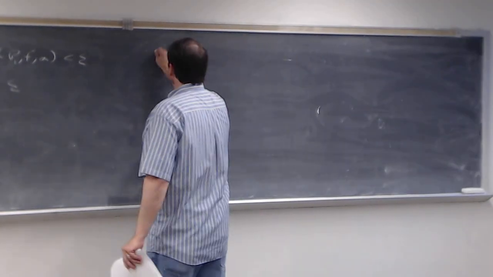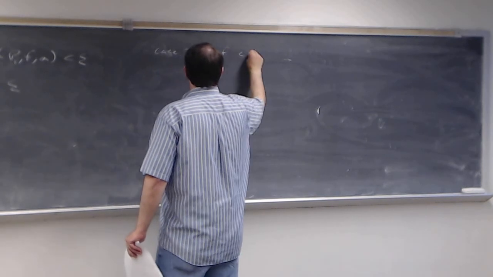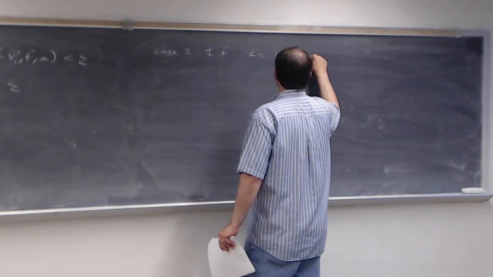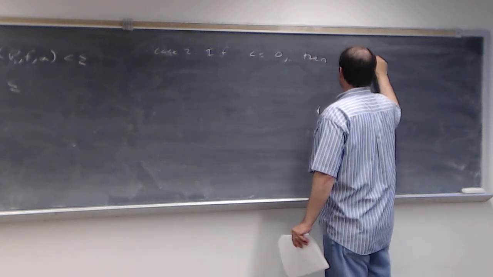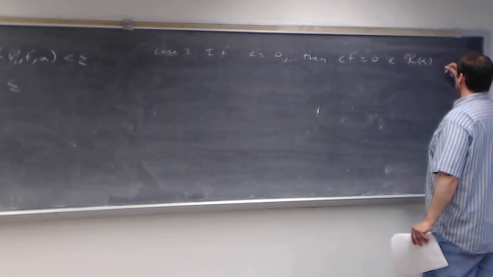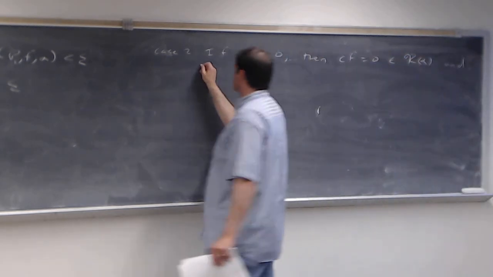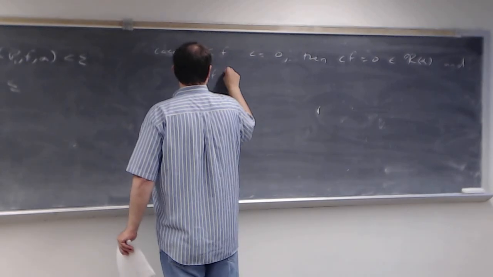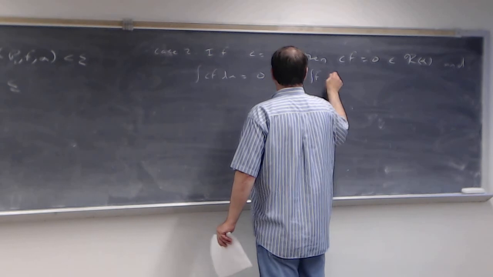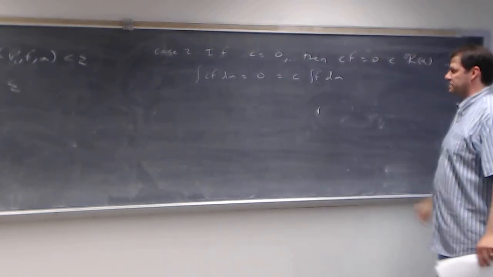Second case, if C equals 0, then CF is 0, and that's a Riemann-Stieltjes integrable function. And its integral will be equal to 0, which equals C times the integral of f dα, because the integral is a number and C is 0, so you get 0 both ways.